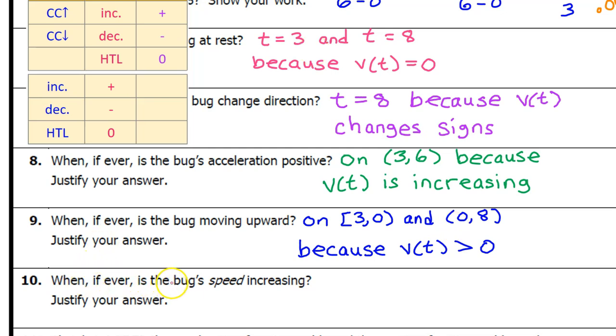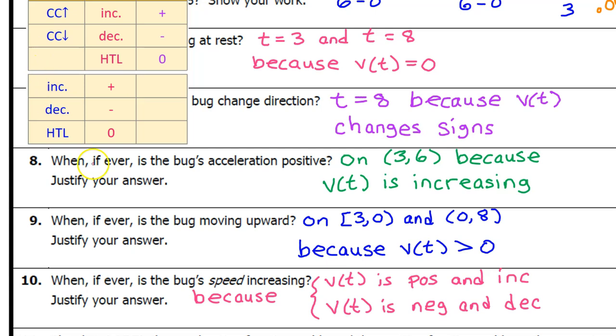Number 10. When, if ever, is the bug's speed increasing? Justify your answer. Speed is increasing when velocity and acceleration have the same sign. However, we do not have the graph of acceleration, so you must not mention acceleration in your justification. For example, speed would be increasing when velocity and acceleration are both positive, but since we can only mention velocity, we would say because velocity is positive and increasing. Similarly, speed would be increasing if velocity and acceleration were both negative. But since we can't mention acceleration, we would have to say because velocity is negative and decreasing.